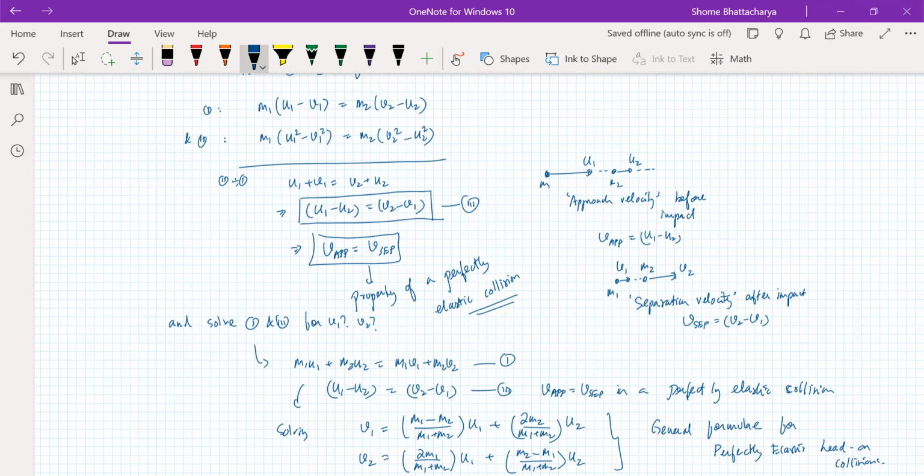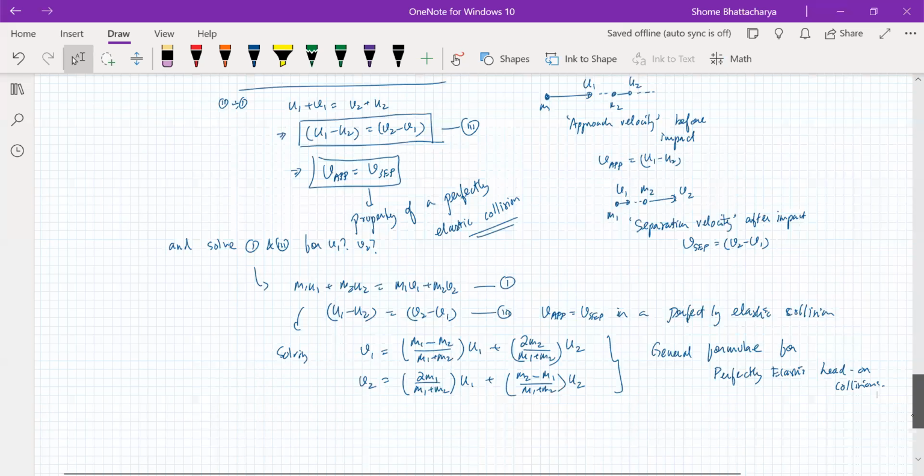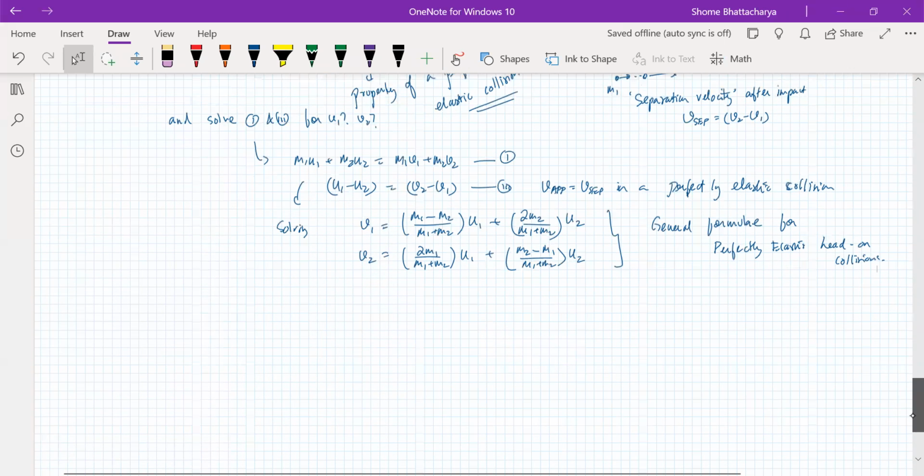So this is quite an important set of problems that you will be dealing with in this chapter. The specific case of perfectly elastic head-on collisions. So it's worthwhile actually just remembering the direct formula and knowing how to use them. Okay, so let us look at the application of this with some numerical examples.